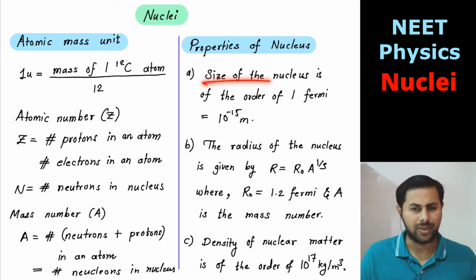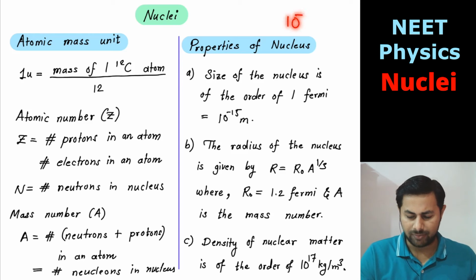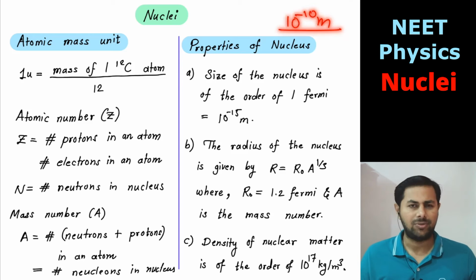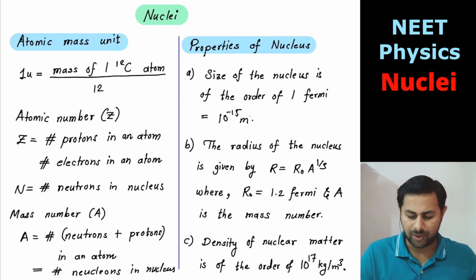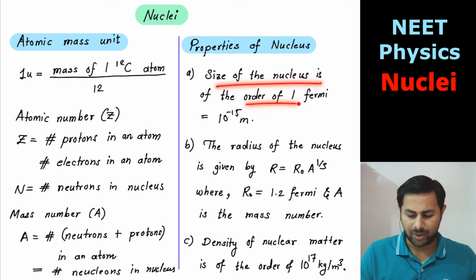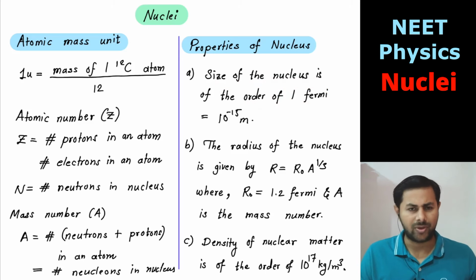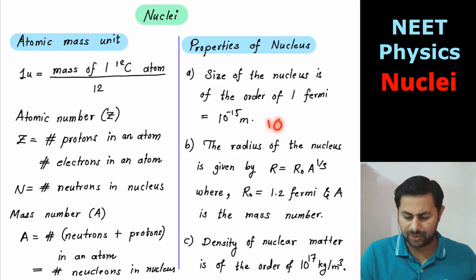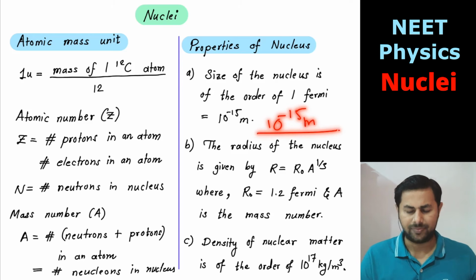Now there are certain properties of a nucleus. First, the size of the nucleus. The size of an atom, we know, is of the order of 10 raised to minus 10 meters. The size of a nucleus is of the order of 10 raised to minus 15 meters. So what do we mean by size here? It is the radius. The size of the nucleus is of the order of 1 Fermi. And what is 1 Fermi or 1 femtometer? It is 10 raised to minus 15 meters.